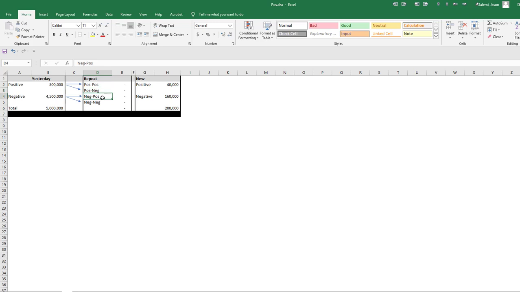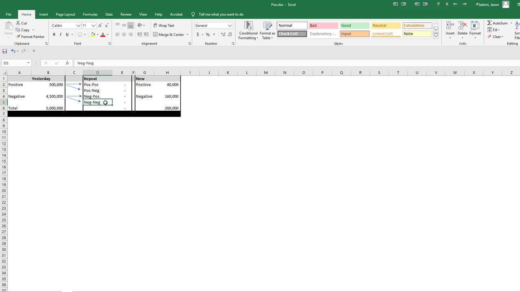Then you could have the other scenarios, right? Somebody who I previously classified as negative, they've never tested positive before, but today they test positive. So that's why I'm calling them a negative positive. And finally, a person who's only tested negative in the past, and today they also test negative. So that's a negative, negative.